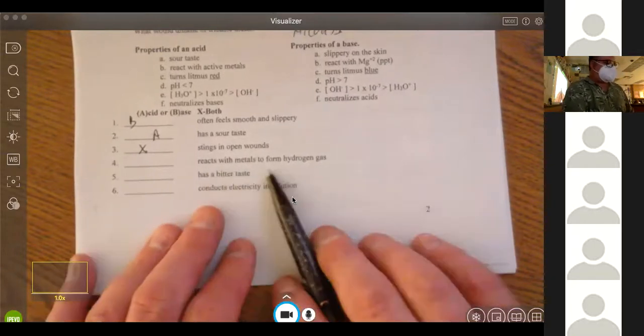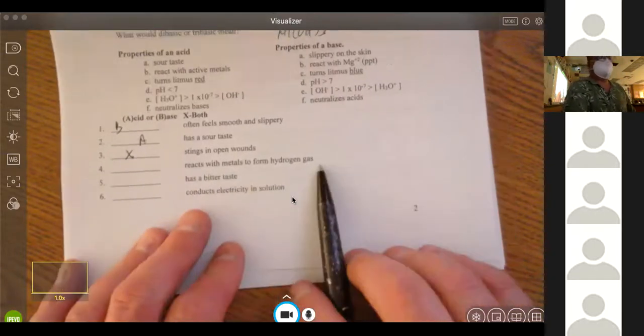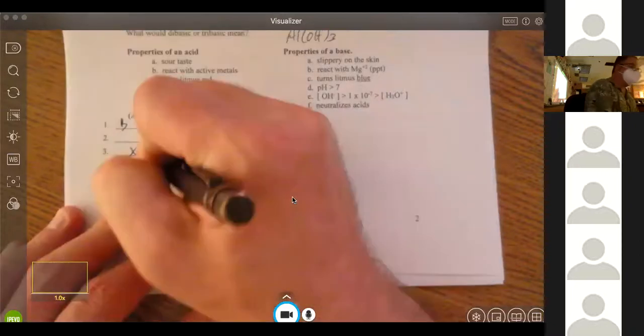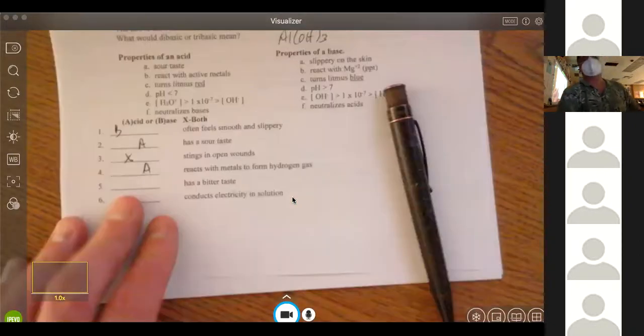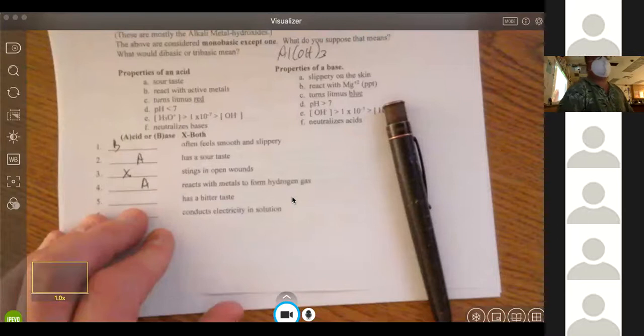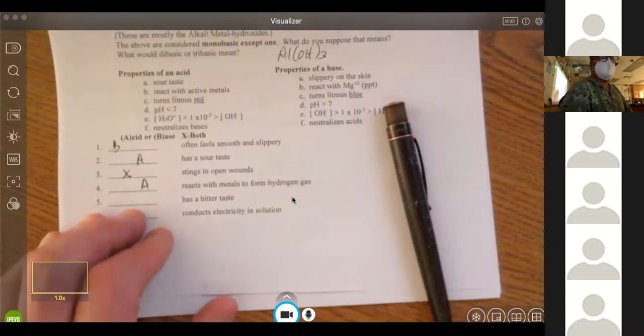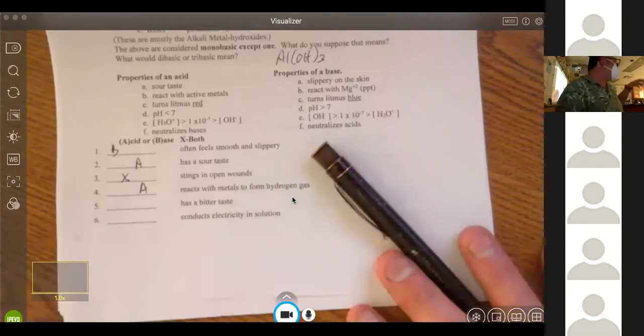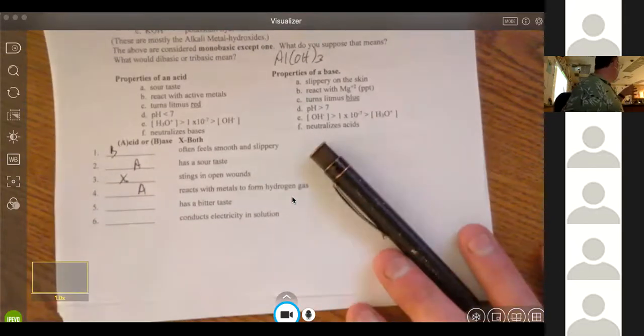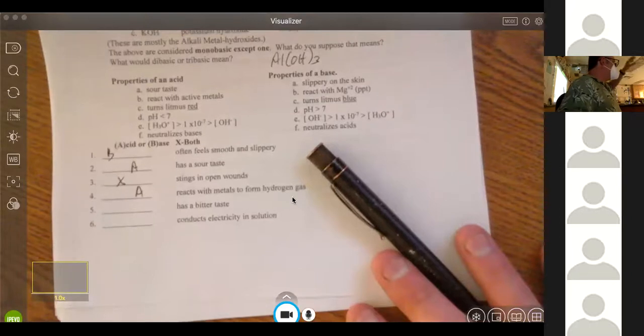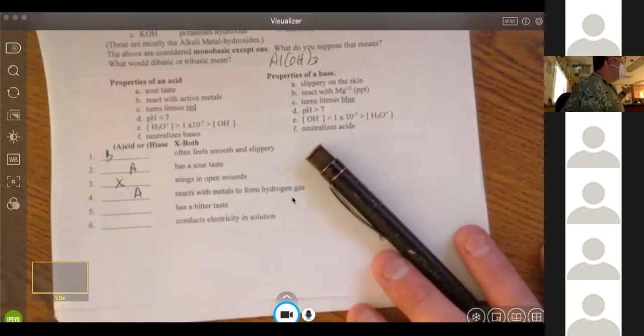Reacts with metals to form hydrogen gas. That is an acid. Have you ever seen the movie Saw? The Saw guy's like, you were bad with your hands and did hurt people with your hands, so I locked you up and you can reach in and get this key. And the key is in this jar of acid, and it's vaporized, like you can see bubbles coming off of it. That would be the hydrogen gas forming, right?